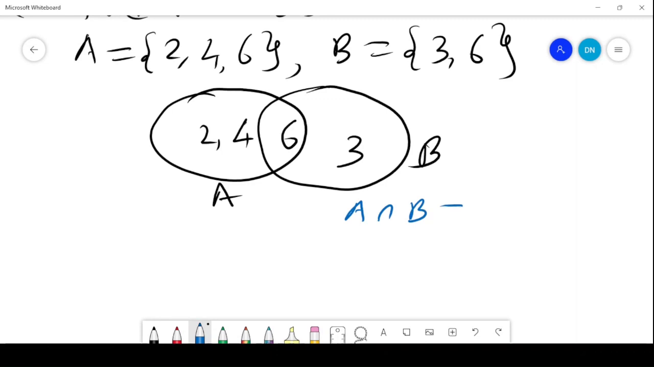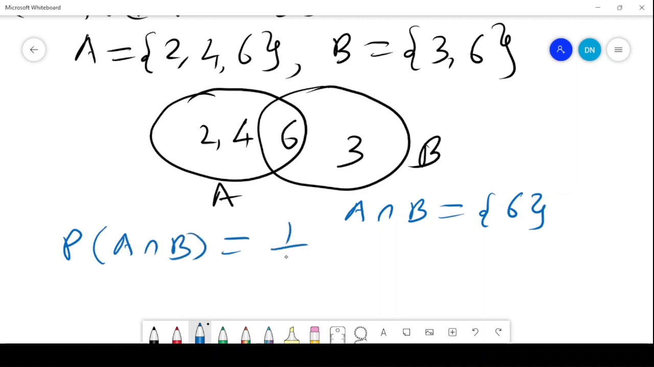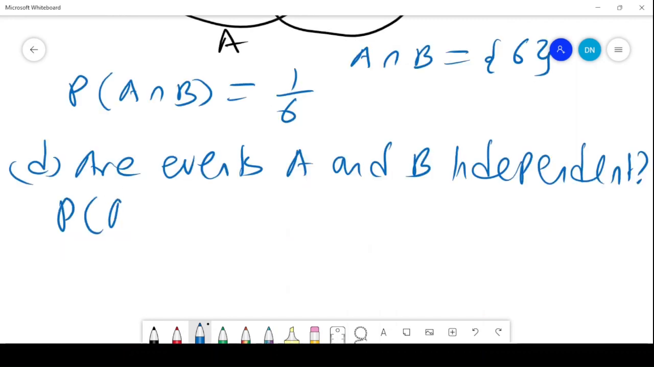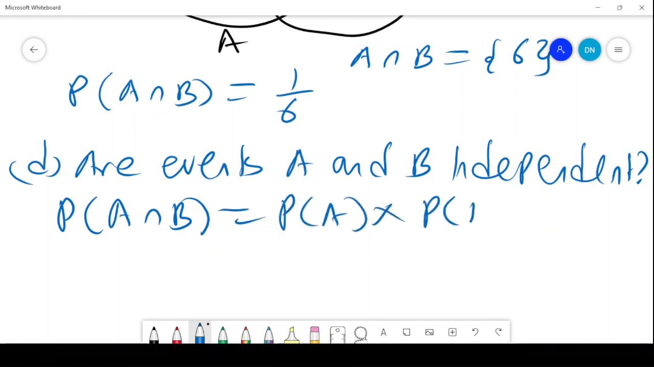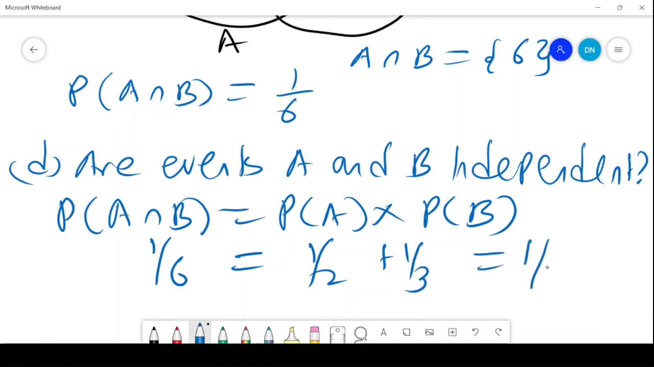A intersection B should be equals to 6. So probability of A intersection B is only one element out of the total number of elements that exist, which is equals to 1 over 6. They are only independent if probability of A intersection B is equals probability of A times probability of B. And since it's 1 over 6, we saw this is a half times that, which is also 1 over 6. Thus, A and B are independent.